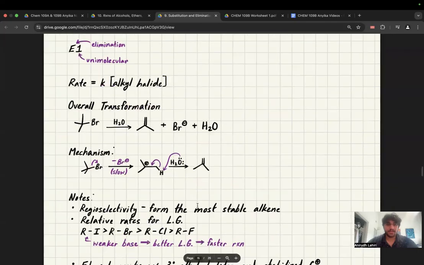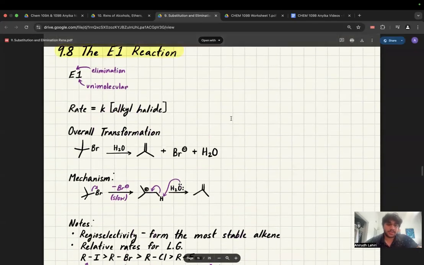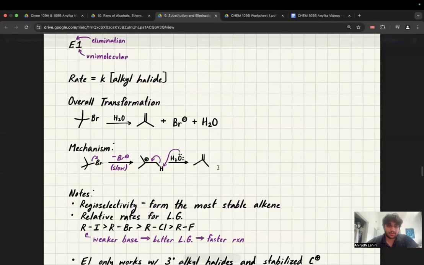Okay. The E1 reaction. This one is an elimination unimolecular reaction. This is the general mechanism for it.